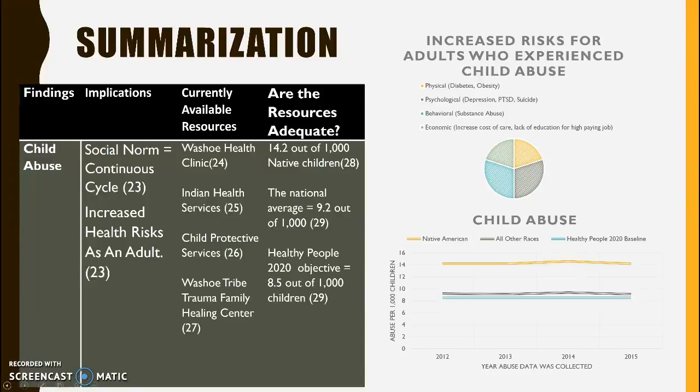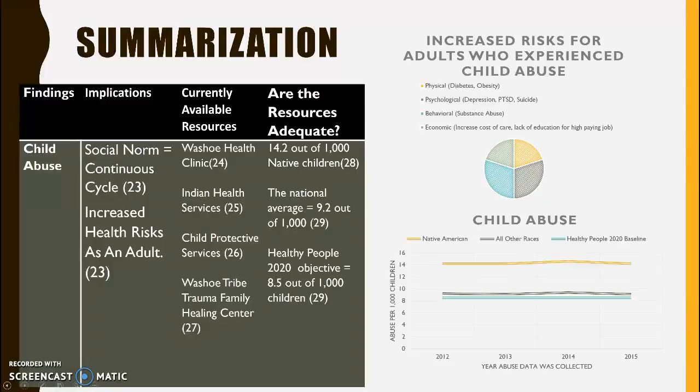14.2 out of 1,000 Native American children experience child abuse, whereas the national average is 9.2 out of 1,000. But the Healthy People 2020 objective is 8.5 out of 1,000. So this chart on the lower right-hand side is showing where the Healthy People 2020 baseline is set in blue, where the nation average is just above it, and then how far above our population's average is right now. We have a long way to go, a lot of work to go.